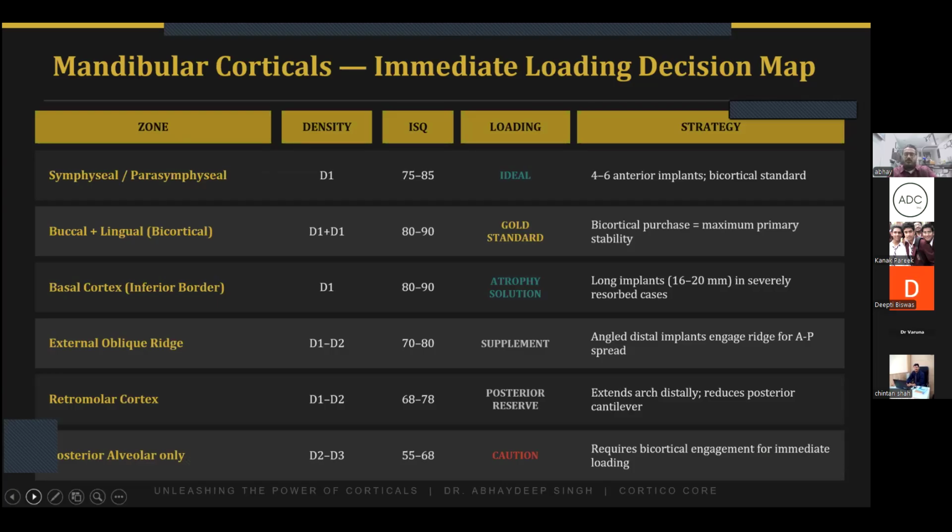So take a screenshot of this page. This is very helpful when you do full mouth cases, full arch cases in mandible as well. Now see, the density in most of the areas D1 and D2.